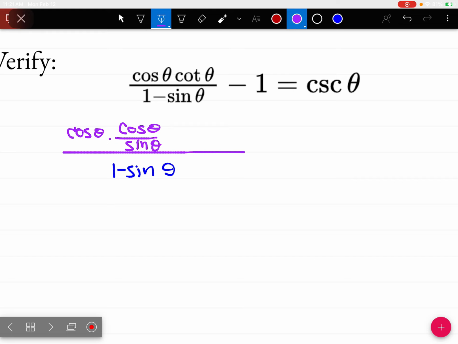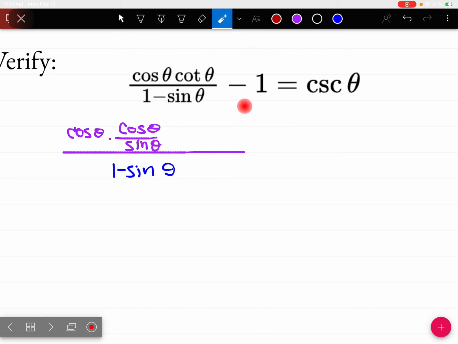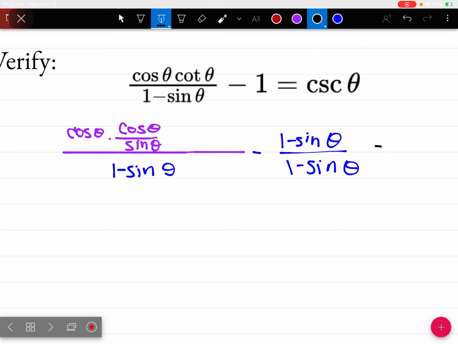And we still have this minus 1 over here, but we know already, I'm going to need to actually have our common denominator here. So I'm going to go ahead and switch that to be minus 1 minus sine theta over 1 minus sine theta. So it's still 1. It's just a weird looking 1. And we're up to that equal sign.